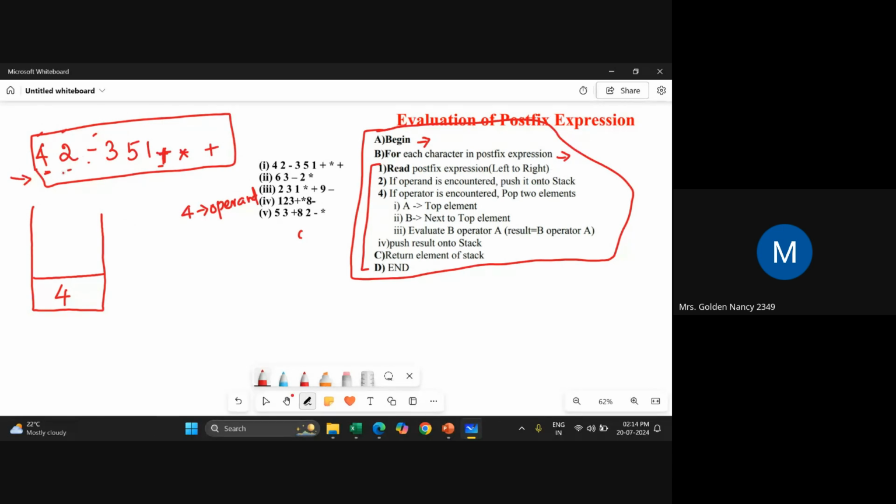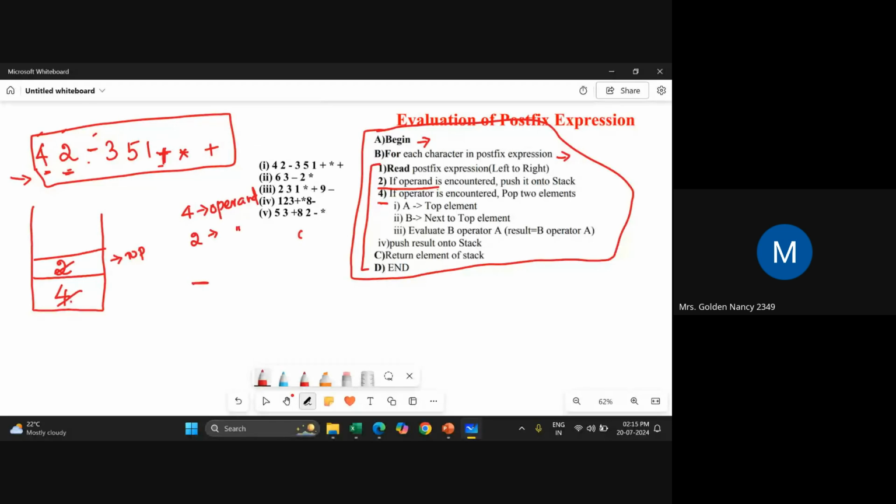Next is 2. 2 is also an operand. By rule number 2, if an operand is encountered, push it onto the stack. I have pushed it. Next, minus. Minus is an operator. By rule number 4, if an operator is encountered, pop two elements. So I have encountered an operator now. Pop two elements, 2 and 4. This is the top now. From the top, you pop two elements.